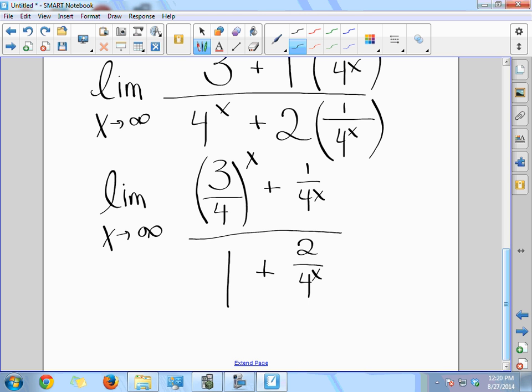And let's see what's going to go to 0. 1 over 4 to the x is obviously going to go to 0. 4 to the x is going to go to infinity at a much faster rate than a constant. And then the same thing goes with 2 over 4 to the x. And so now I'm basically left with 3/4 to the x power. And now you want to use the same property. You want to think which is going to go to infinity faster, if I multiply a bunch of 3's together or if I multiply a bunch of 4's together. Well, obviously the 4's are going to go to infinity much faster than the 3's.